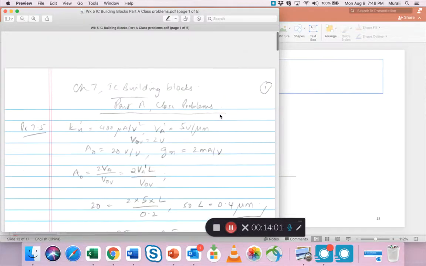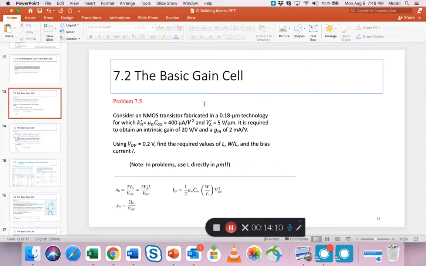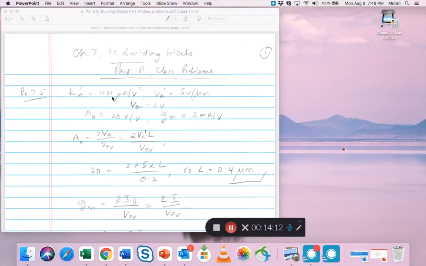All right, so let's look at that first. So Kn prime is given, VA prime is given, overdrive voltage is it 2 volts? 0.2. I make a mistake. Yeah, this is 0.2, by the way. I'm sorry. I use 0.2 here carefully, but I missed it here. A0 is required, A0 is given. gm is also given. So from this, we find L as 0.4 micrometers, right?